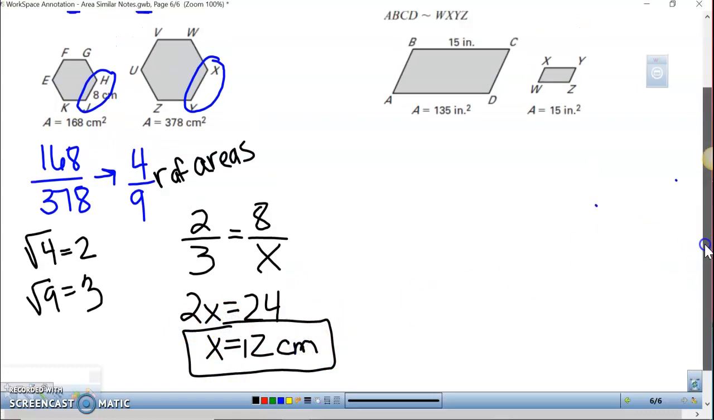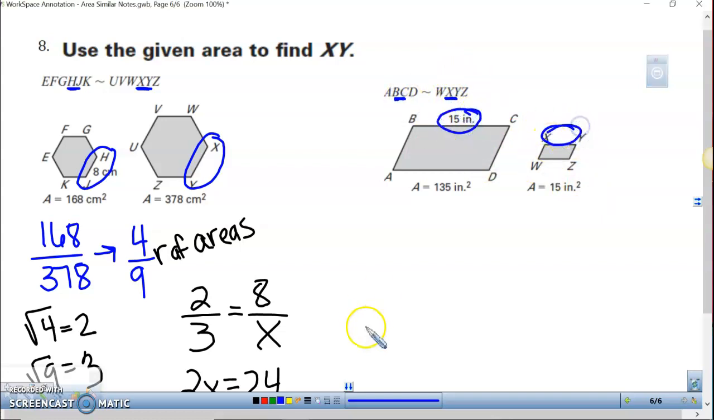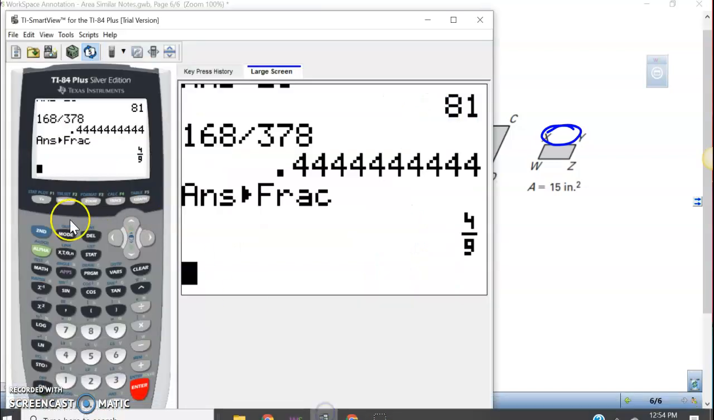Okay, if you want to pause it and try this one on your own, I highly recommend that, and then come back and see how you did. All right, so finding XY. So XY is going to correspond with BC. So 15, and we don't know over here. We're going to use these areas. Okay, wow, great. Those correspond, but is this good? Nope, because I need to reduce it. So 135 divided by 15.